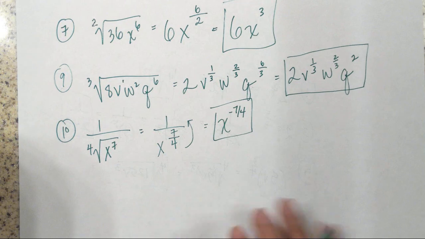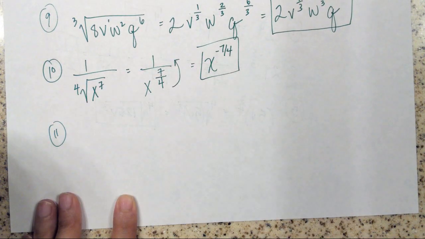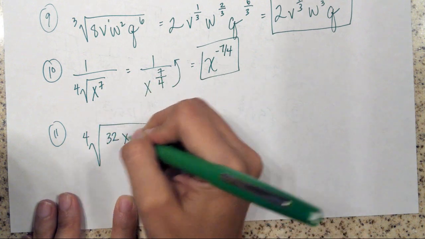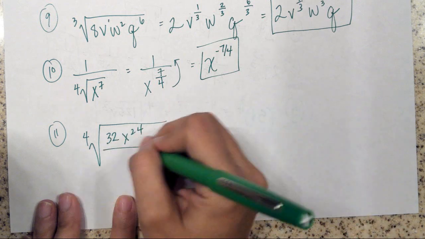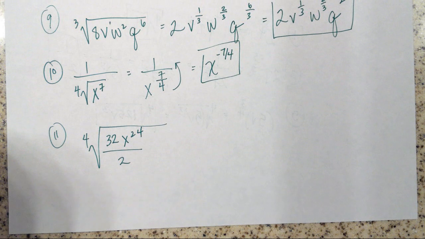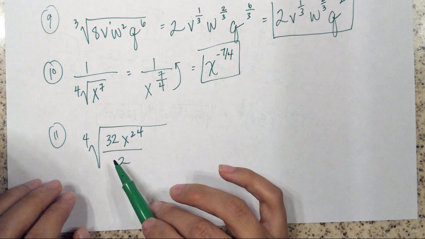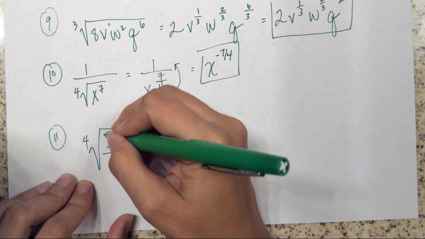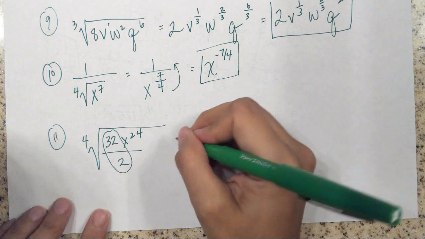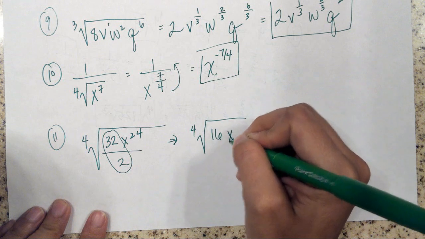All right, last one we're going to do is number 11. So I have the 4th root of 32 x to the 24th power divided by 2. Now there's a bunch of different ways, guys, that you can do this. I'm going to try to see if I can simplify anything first. So right now, I can simplify this. What is half of 32, right? And that's 16. So I'm going to rewrite this as the 4th root of 16x to the 24th.